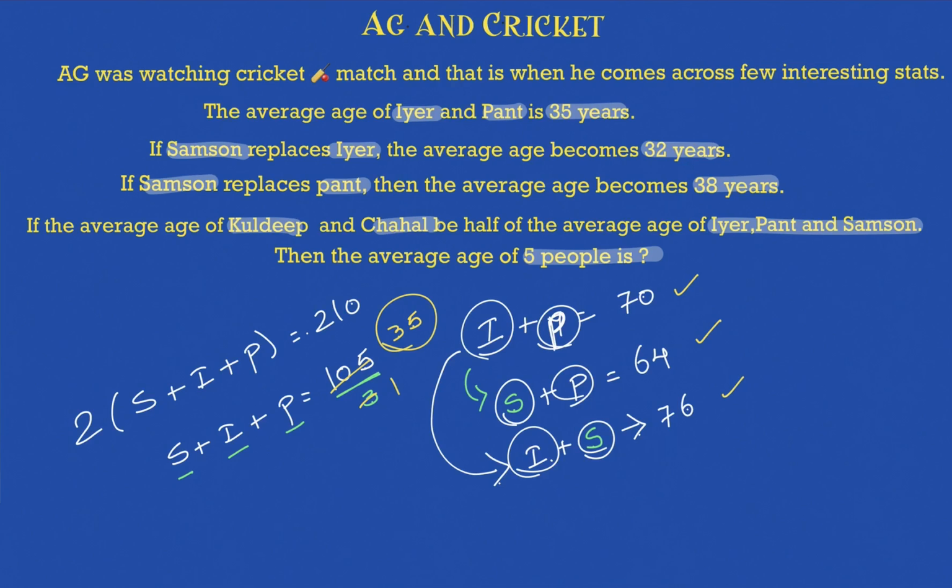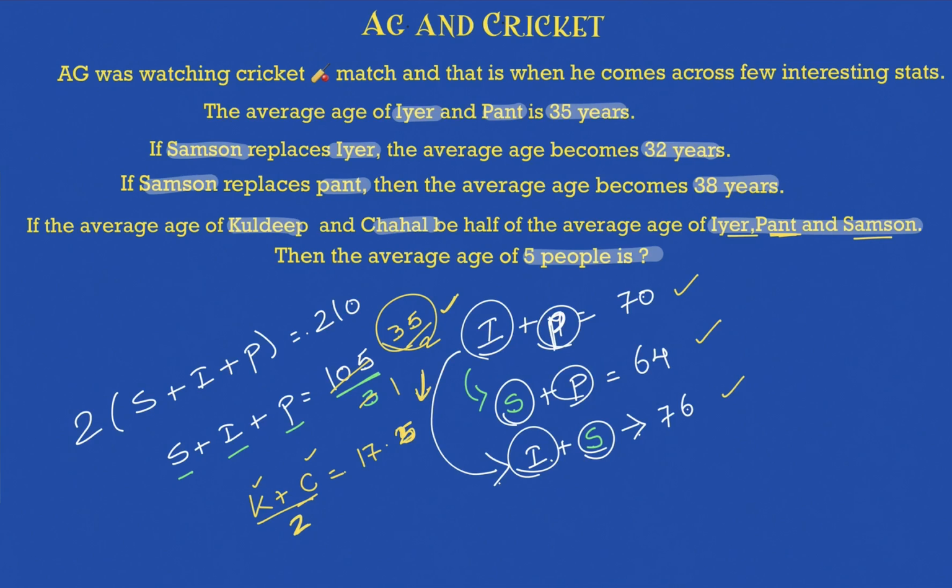Okay, what is being asked now? If the average age of Kuldeep and Chahal is half of the average age of Iyer, Pant and Samson. Iyer, Pant and Samson have an average age of 35. Half of their average is nothing but 17.2... I did the half wrong. 35 divided by 2 will be 17.5, correct? So Kuldeep's age plus Chahal's age, divided by 2, is equal to 17.5.